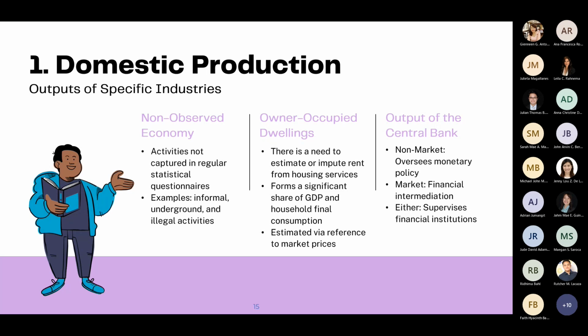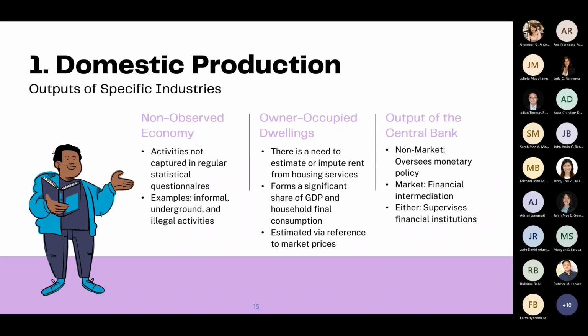And in this case, when we estimate output of government, we use the sum of costs approach, as I mentioned earlier. The second type of output it produces is financial intermediation services, which is a market output. And lastly, it also supervises financial institutions, which could either be a market or non-market activity. In the case that market output cannot be separately estimated from the non-market output of this component, then the entire output should be treated as non-market.